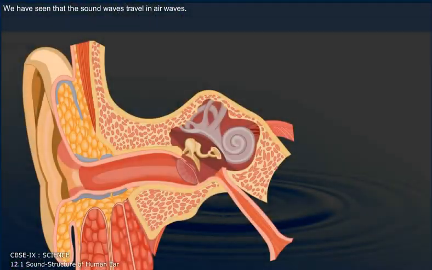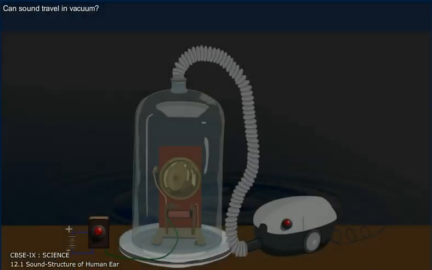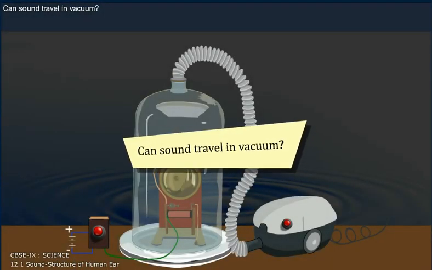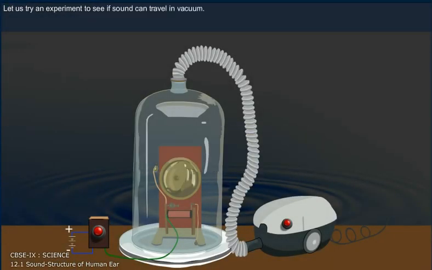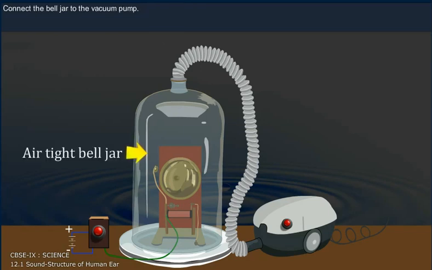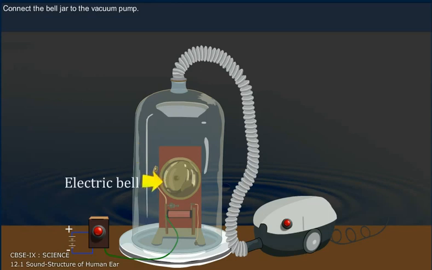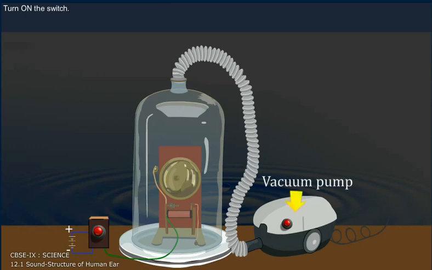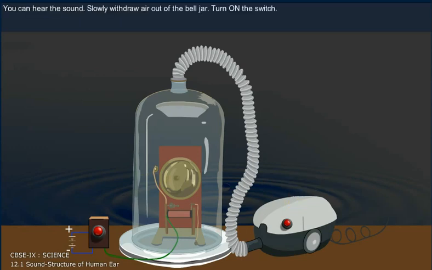We have seen that sound waves travel on airwaves. Can sound travel in vacuum? Let us try an experiment to see if sound can travel in vacuum. Take an airtight bell jar and insert an electric bell in it. Connect the bell jar to the vacuum pump. Turn on the switch. You can hear the sound.